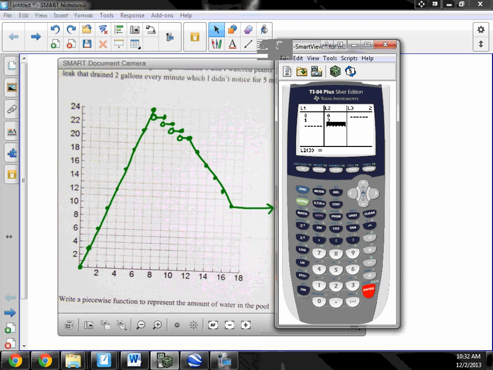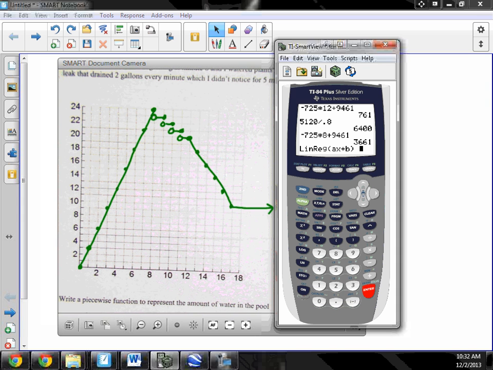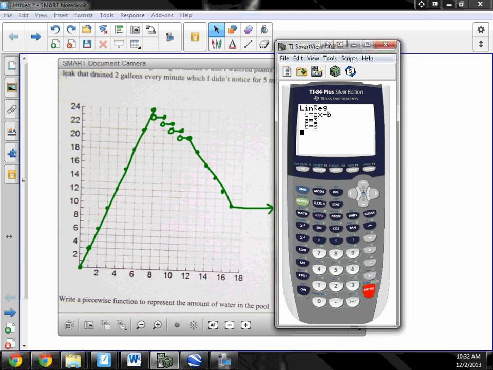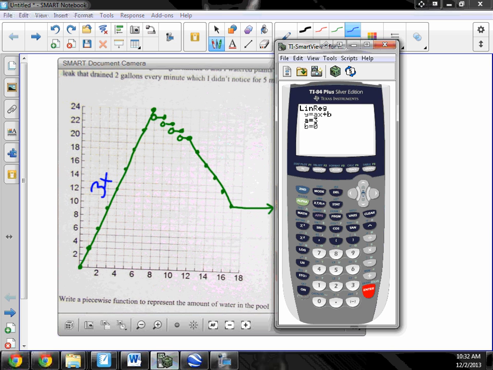And we know that this is a linear equation. So stat calc, I'm going to go down to number 4, linear regression. Now, if you want to graph these, then you would want to enter y1, but we already have the graph, so we don't need to enter y1. We hit enter, and the first graph is 3x plus 0. And I'm not going to put the plus 0 in there.